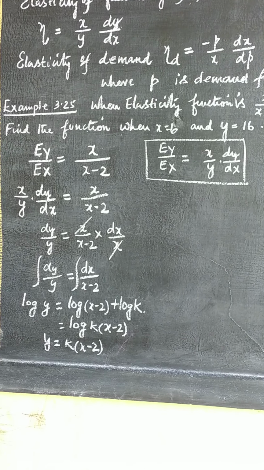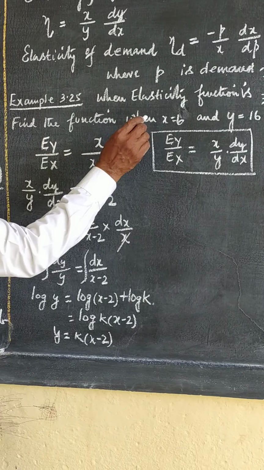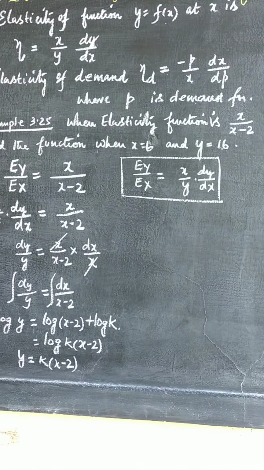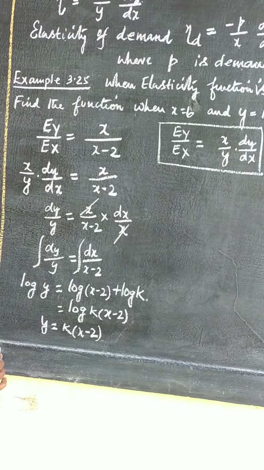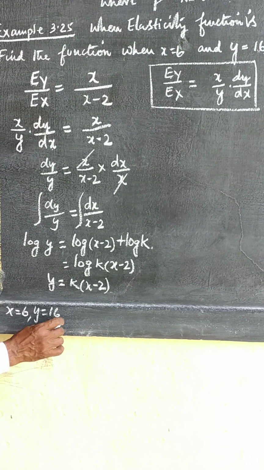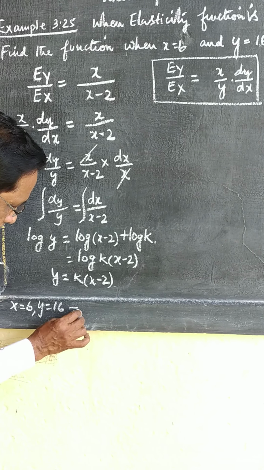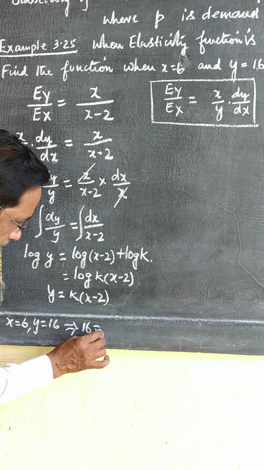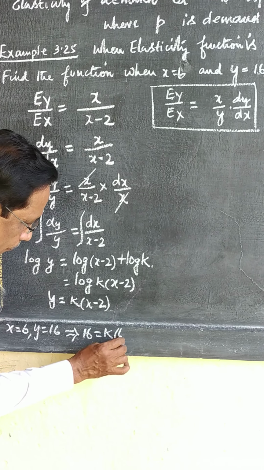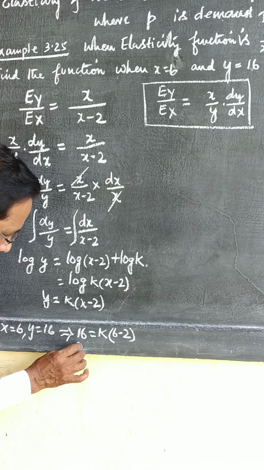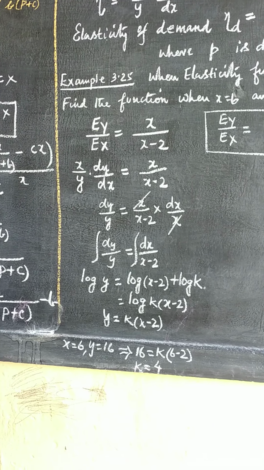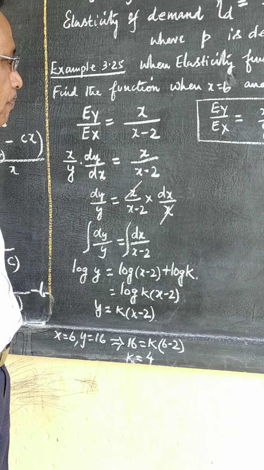To find out the value of k, we have to substitute the values which are given here: x is equal to 6 and y is equal to 16. Now, when x is equal to 6 and y is equal to 16, we get 16 is equal to k into 6 minus 2, that is 4. Therefore, k is equal to 16 divided by 4, which is 4.